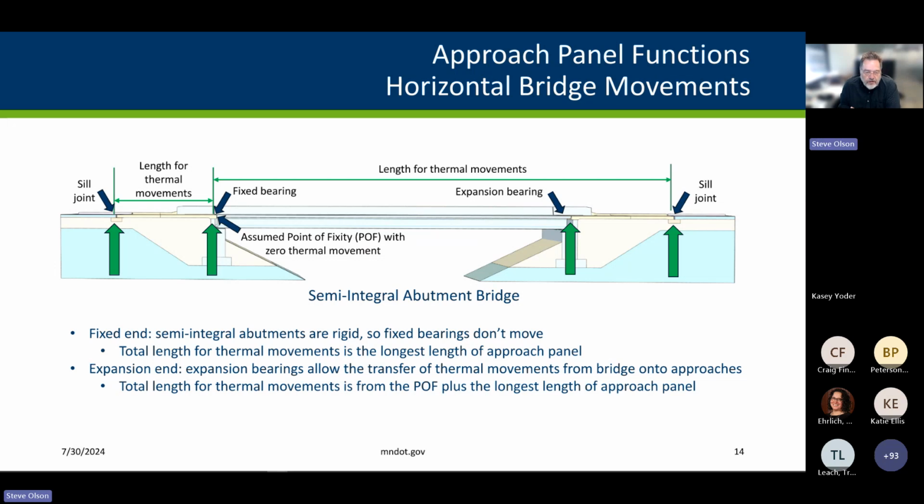For semi-integral abutment bridges, we often have one fixed bearing and one expansion bearing. On the left, you can see that the length that needs to be accommodated by that sill joint is just the approach panel, like a parapet abutment. Over on the right, you can see that the sill joint needs to take the entire length of the bridge span plus the approach panel length. So it's actually more demanding from a movement perspective than an integral abutment bridge.